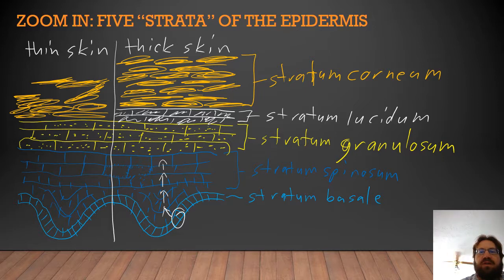Corn meaning horn in Latin, like the horn of a cow or a sheep or something, which are actually made out of keratin as well. So this is the dry, hard, horny layer or horn-like layer of the skin.